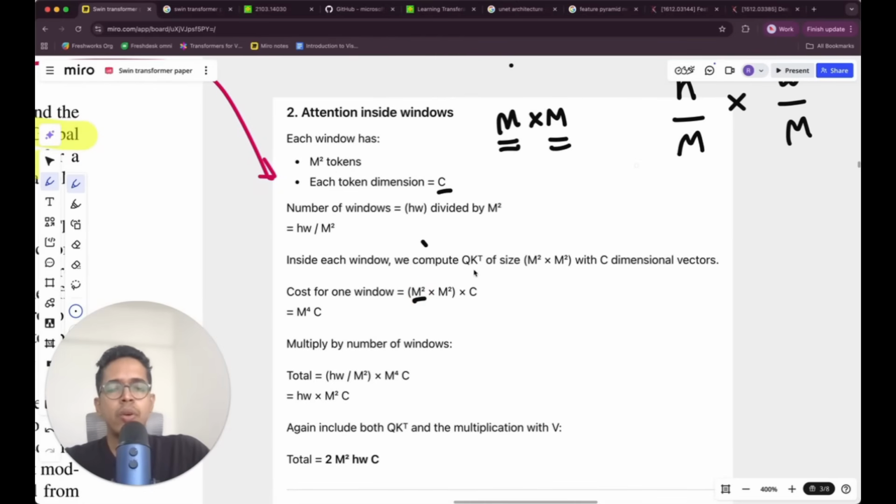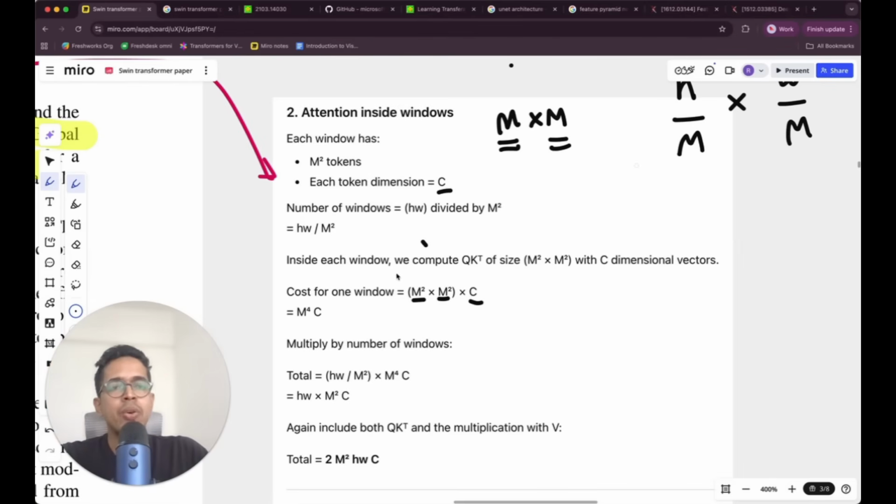So HW by M square is the total number of windows, and you have M square tokens in every single window. So to take query dot key transpose, the cost will be M square multiplied by M square. Why? Because along the row you will have M square tokens in the attention weights matrix, and along the column you have M square tokens. So totally you have M square times M square elements in your attention weights matrix, and every single item is a dot product of two vectors whose dimensionality is C. So you are doing C multiplications. So that is M square times C per row within one window, and the computational cost for one window is M raised to 4 multiplied by C.